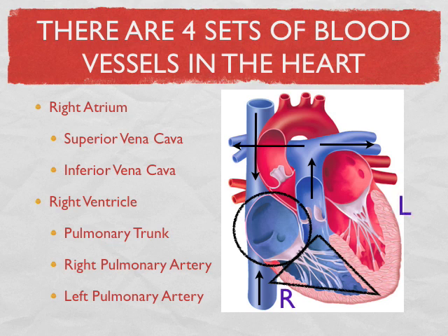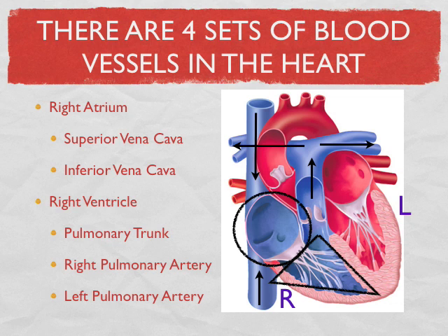The second set of 4 that you need to know: you're going to learn 4 chambers, there's your first set. Second set is blood vessels. There are 4 sets of blood vessels. So notice I don't say there are 4 blood vessels, but 4 sets. Basically that's what I was just describing. There are veins coming into the right-hand side of the heart, 1 set. There are arteries going out of the right-hand side of the heart, 2 sets. There are veins coming into the left side of the heart, 3 sets. And there is an artery going out of the left-hand side, and that's number 4.